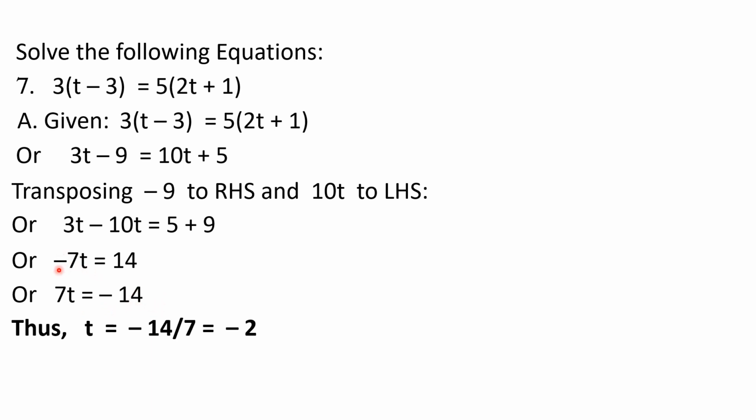We can transfer this negative sign from the left hand side to the right hand side. So thus t is equal to minus 14 upon 7. 7 ones are 7, 7 twos are 14. So t is minus 2.